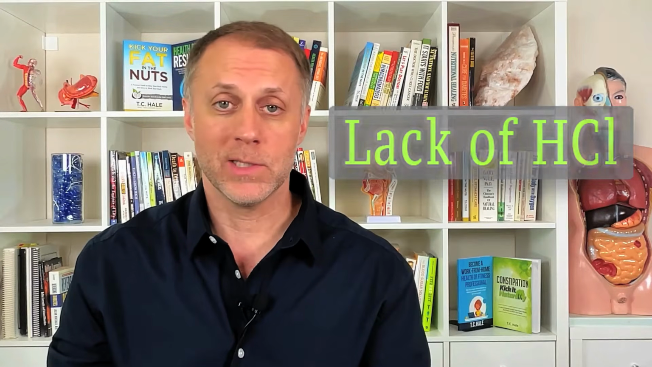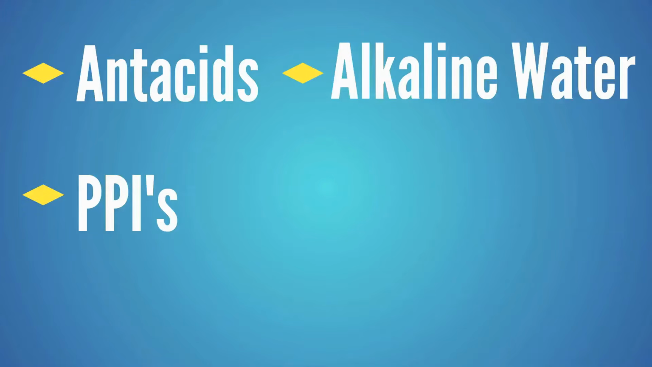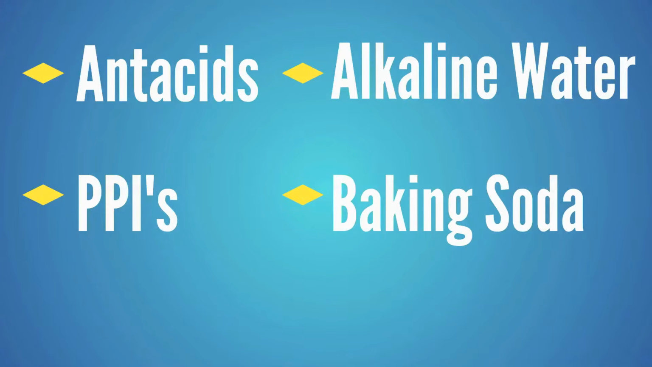Now, this issue is extremely common, and there's also a wide variety of things that could cause a person not to be creating enough stomach acid. Things like using antacids or PPIs, or drinking alkaline water, or using baking soda. These are all very popular things that millions of people do around the world, and these can all turn off your stomach acid. So to understand why this is problematic, we need to understand how digestion is supposed to work.